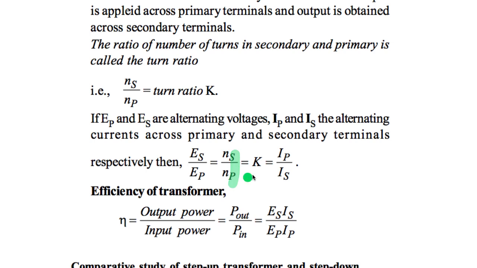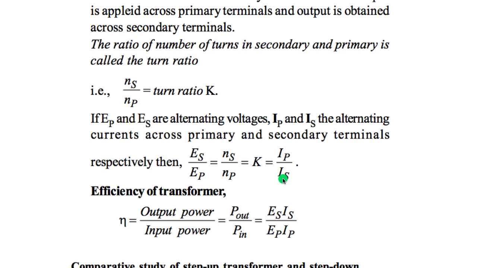That ratio is termed as the turns ratio K. From derivation we will get that this quantity is equal to the current in the primary divided by the current in the secondary. This is a very important formula, the turns ratio formula. That is, the potential across the secondary by the potential across the primary is equal to the same quantity, that is the number of turns in the secondary by the number of turns in the primary, which is nothing but the turns ratio, but the current is reversed here. The current in the primary divided by the current in the secondary.